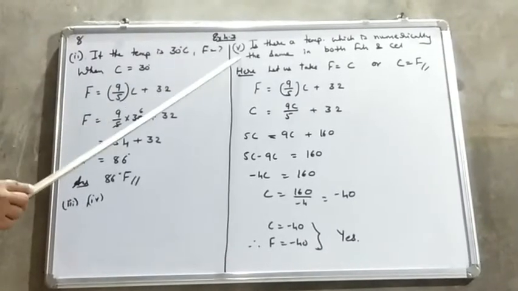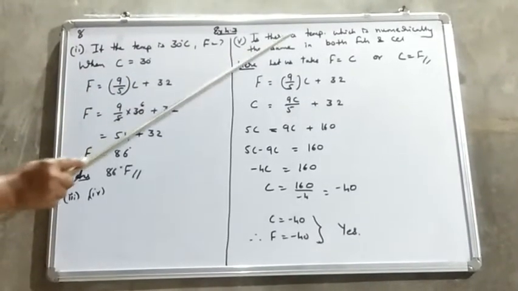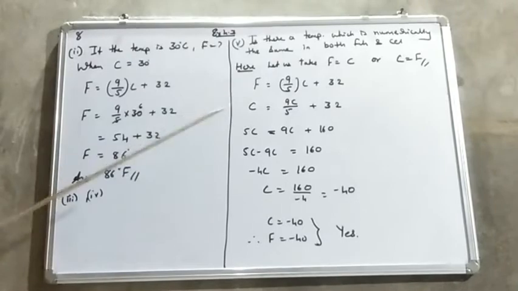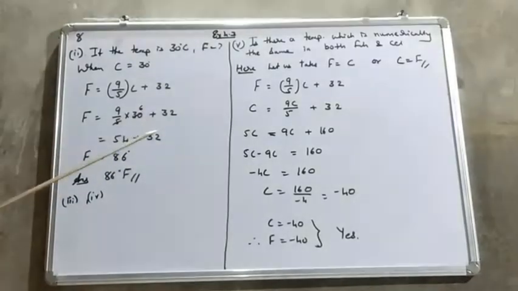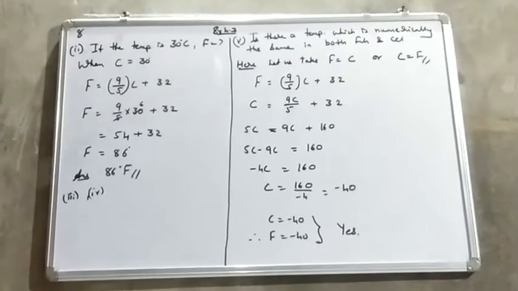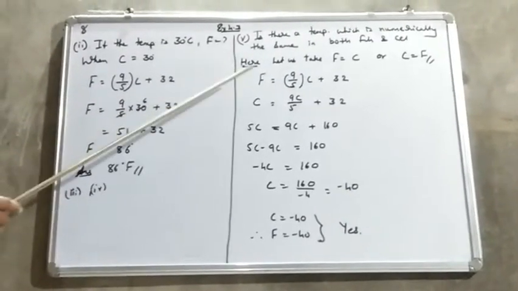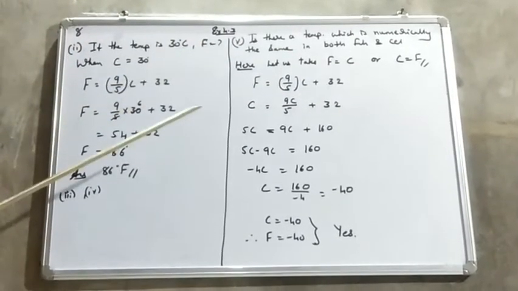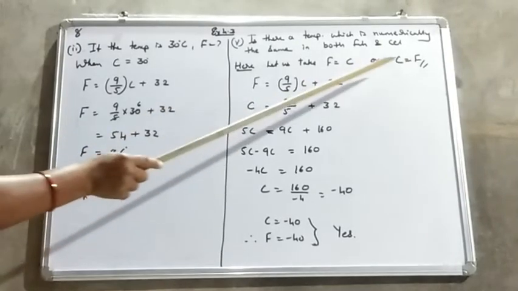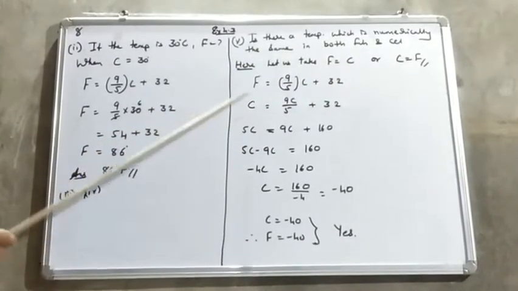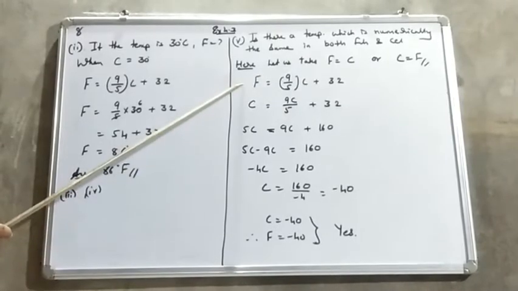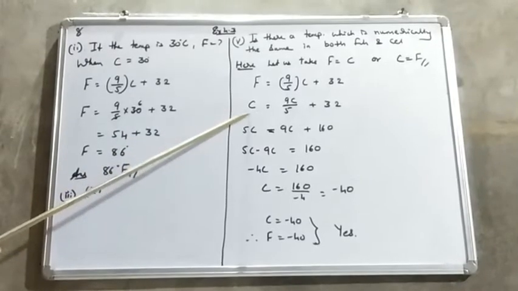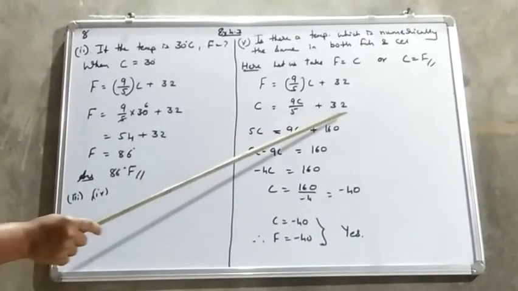Here I have gone for the fifth one, in which they have asked: is there a temperature which is numerically the same in both Fahrenheit and Celsius? Is there any particular value where both F and C come out to be equal? For this, let us take F equals C. If both are equal, then either can be substituted for the other. So in this equation, in place of Fahrenheit, I have taken C, because both are equal. So C equals 9C upon 5 plus 32.